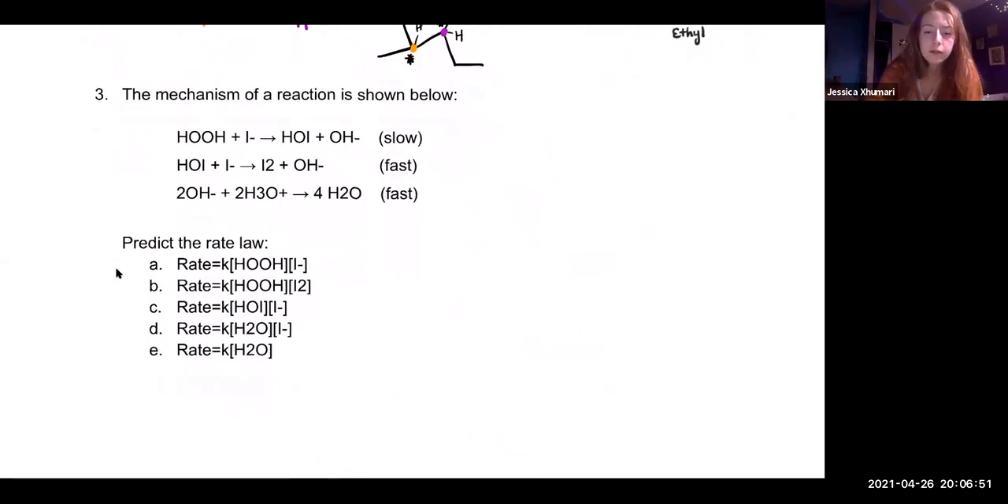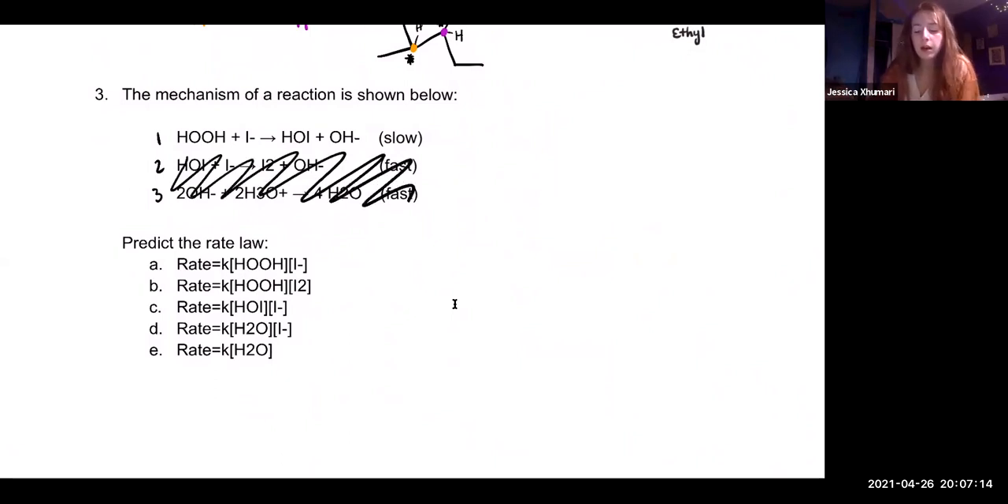And then for number 3, we're talking about elementary steps and rate laws. So here, all you need to do is figure out what the rate law is from our steps, step 1, 2, and 3. And all you need to know here is what the slow step is saying. So you can pretty much ignore everything else. And then you take the reactants here, okay? And the one that matches that is A here, okay? Any questions on this?